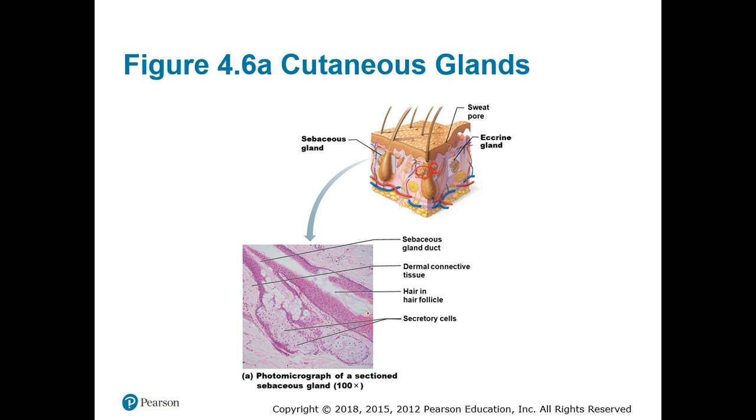Down below, we have a photomicrograph. This big part right here is labeled as the hair follicle, but if you look over here to the side, the secretory cells, this is going to be the part that releases the oil that will help prevent that hair from becoming brittle.